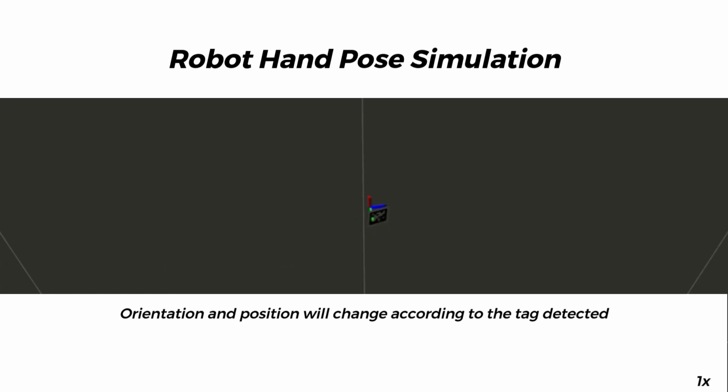During the second stage, robot hand pose simulation, the orientation and position will change according to the tag that is detected with the camera. So according to which tag is detected, it will be the orientation and position that the hand will have. And we can see in this video the orientation and position that the algorithm gave to the robot hand according to the tag that is detected.